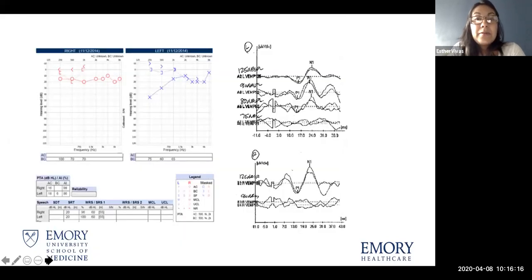This is an example of VEMPs in a patient with a canal dehiscence. The threshold is hard to see here, I apologize, but what we're trying to show is that it's much easier to elicit a response in patients who have a canal dehiscence. So just remember, that's the main takeaway point: your ear is just much more sensitive, and so it's much easier to obtain those thresholds compared to non-canal dehiscent ears.